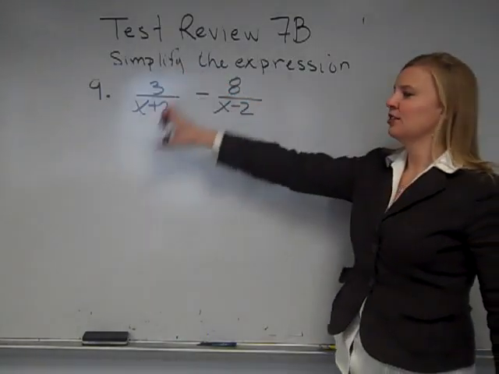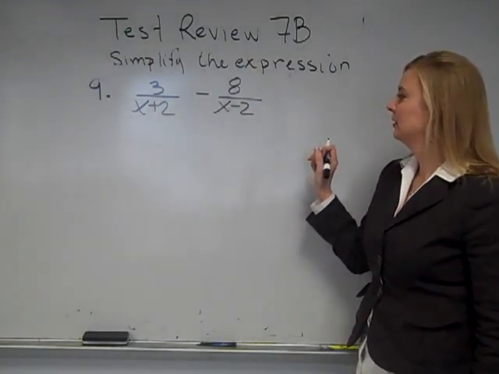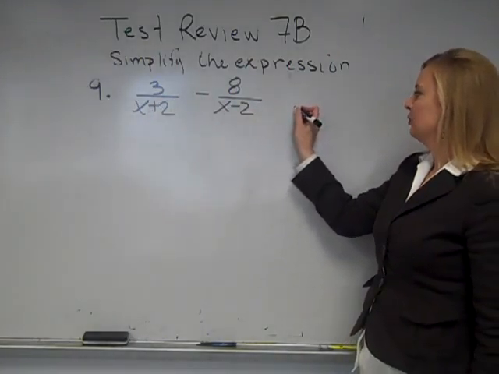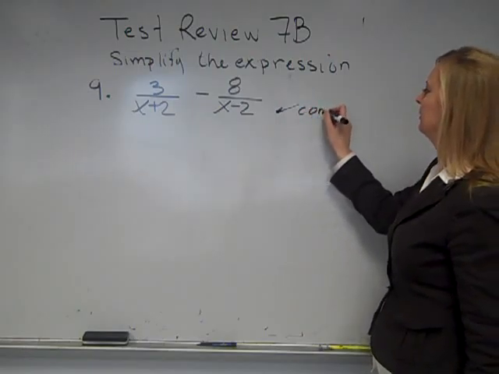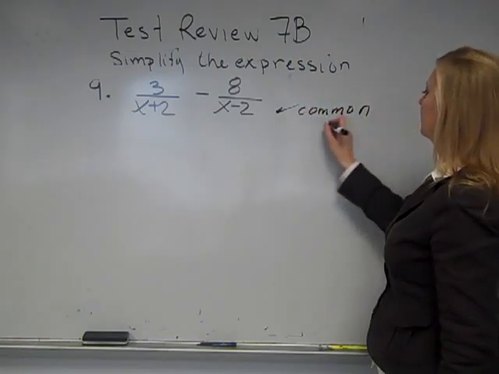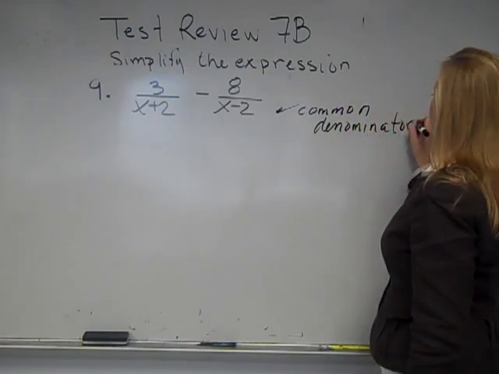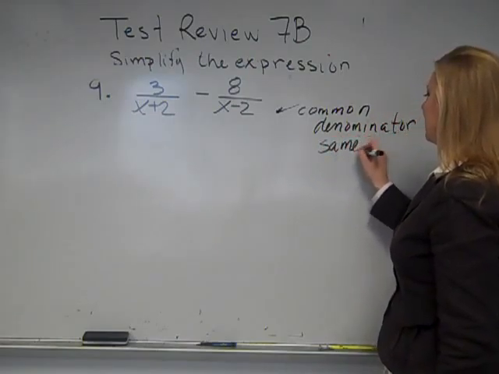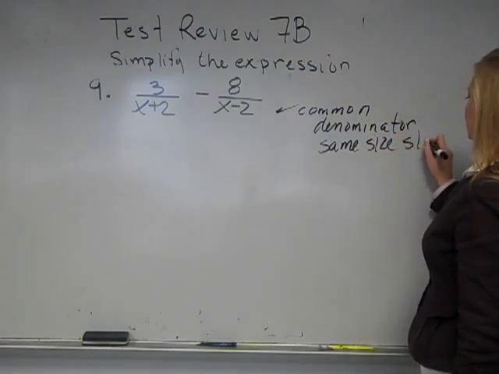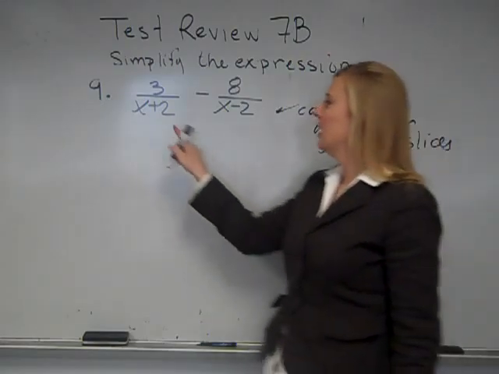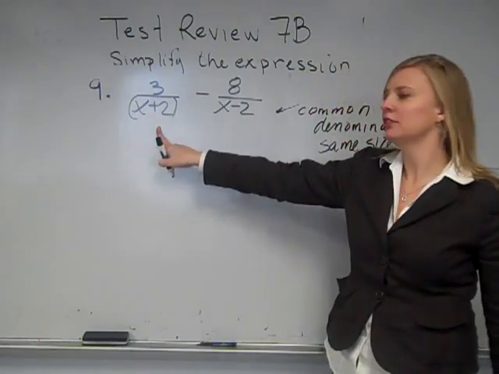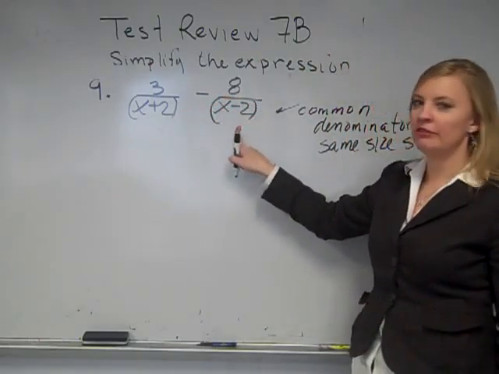Let's subtract the two rational expressions. Before we can subtract, we need a common denominator. Common denominator, because we want same size slices. So then, I have an x plus 2 factor, and I have an x minus 2 factor.